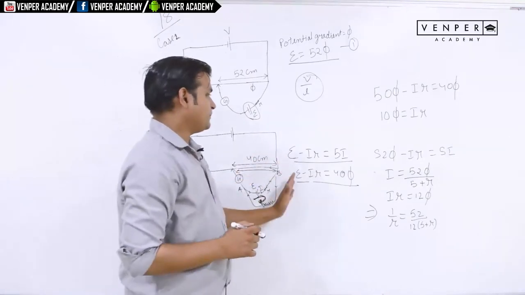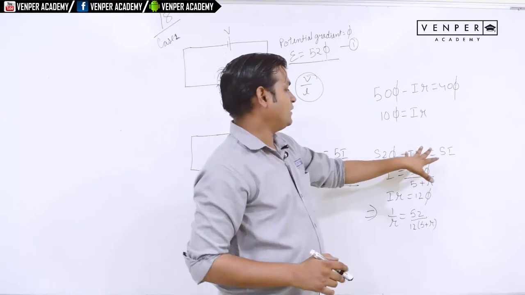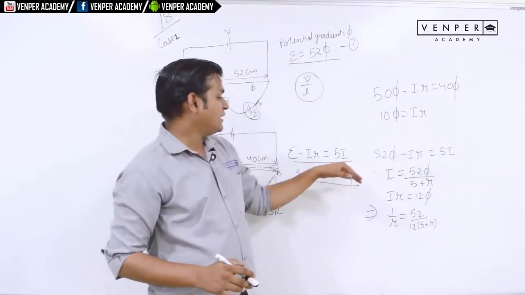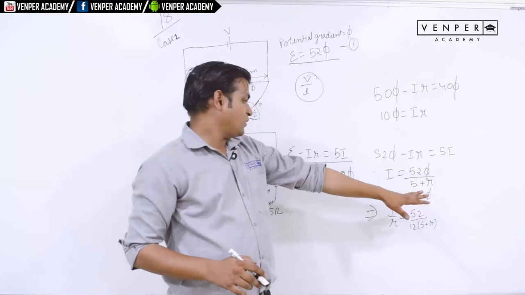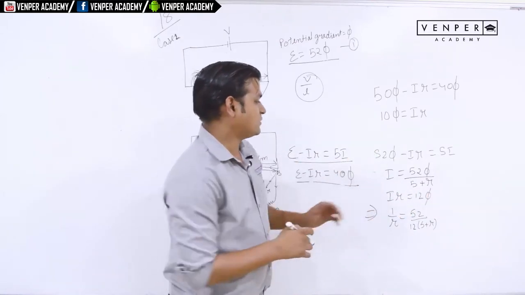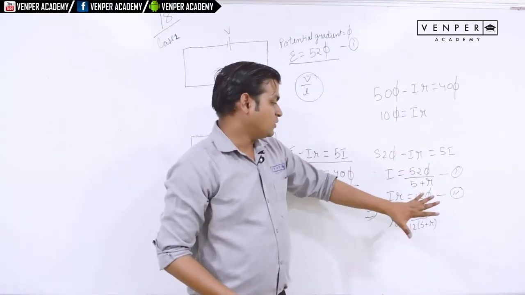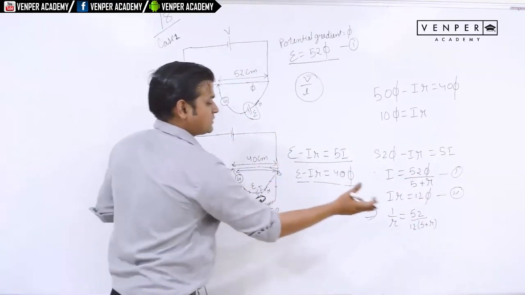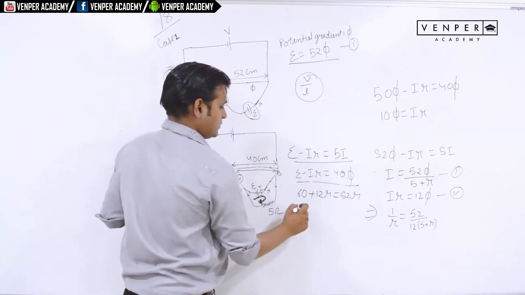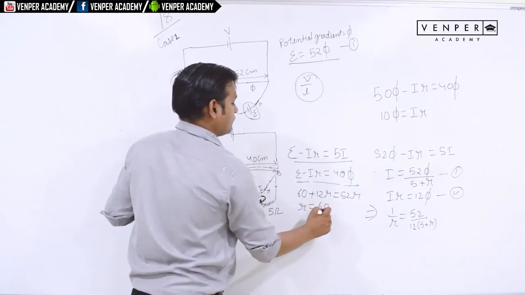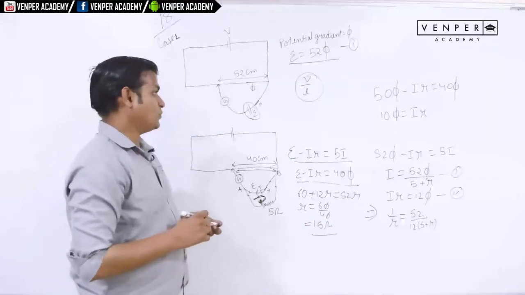So from these two given, put E as 52 phi. Put it here, then you will get 52 phi minus Ir is equal to 40 phi. Similarly, in the second one, Ir, put here 52 phi, you will get Ir is equal to 12 phi. Okay. Next thing is, just divide these two equations, divide this first one and second one. So from there you will get 1 upon r is equal to 52 upon 12 into 5 plus r. Next, cross multiply it, you will get 60 plus 12 r is equal to 52 r. From here you will get r is equal to 60 upon 40. So this value is 1.5. So the correct answer is 1.5 ohm.